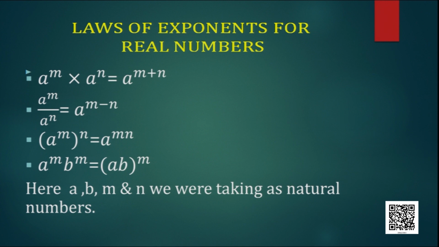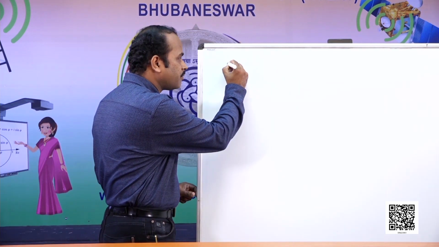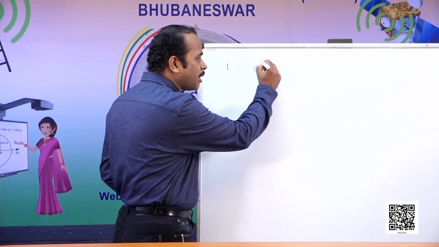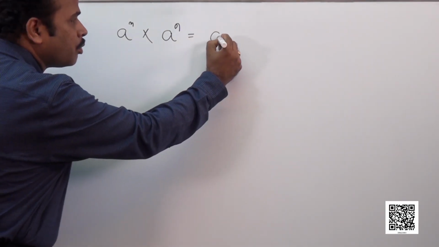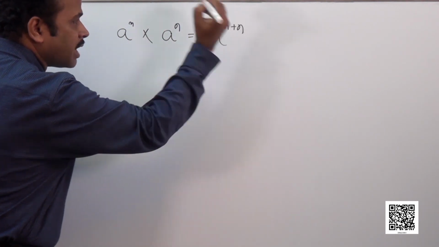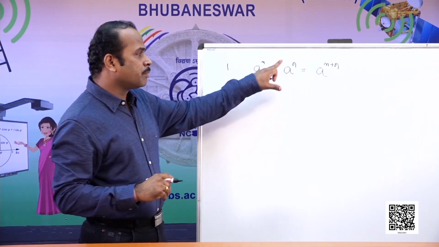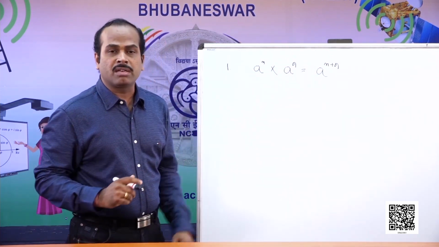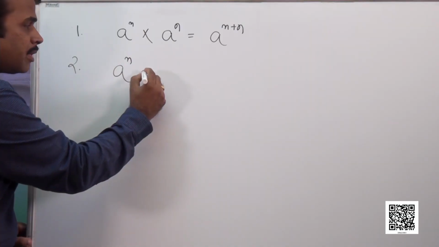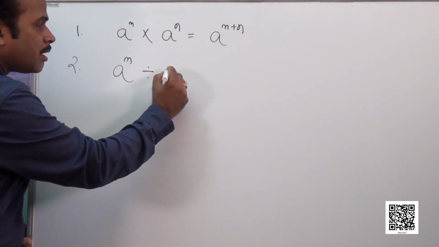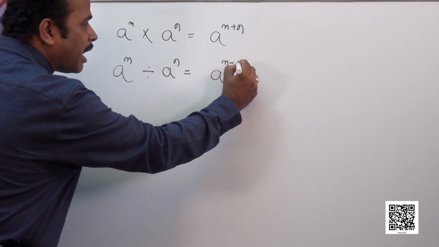Let us see. We have learnt some laws of exponents. The first law is a to the power m into a to the power n is equal to a to the power m plus n. Similarly, the next law we have learnt, a to the power m divided by a to the power n is equal to a to the power m minus n.